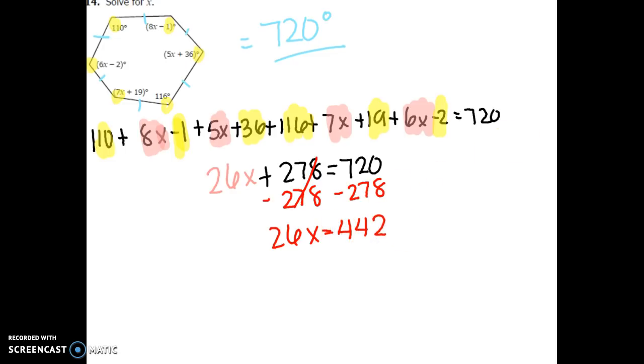And our last step will be to divide by 26 on both sides, and our x ends up being 17. If we were to plug in 17 to each one of these x's, all of these would equal 720 degrees. I want you guys to try and solve number 15. I'll come by and check your work, and I'll see what you guys get.